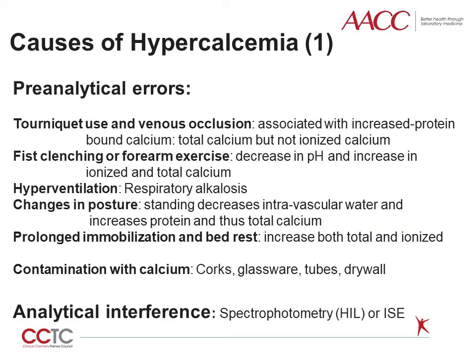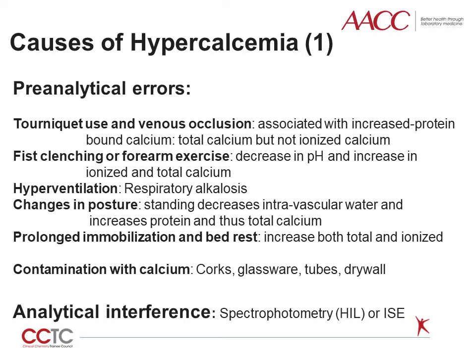There are numerous factors that can cause hypercalcemia, including pre-analytical, analytical, biological, and pathological. For pre-analytical errors, these include tourniquet use and venous occlusion, which is associated with increased protein-bound calcium or total calcium, but not ionized calcium, fist clenching, or forearm exercise that can decrease pH and increase the ionized calcium.